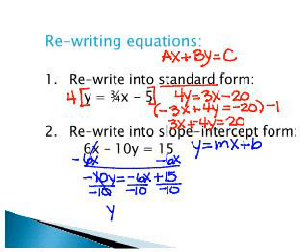So y is equal to a positive 3/5 x minus 3/2. And now it's in slope-intercept form.